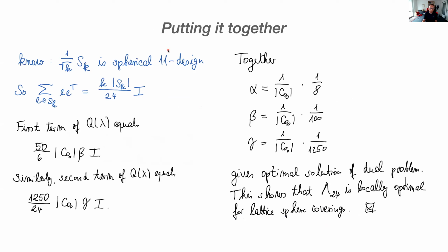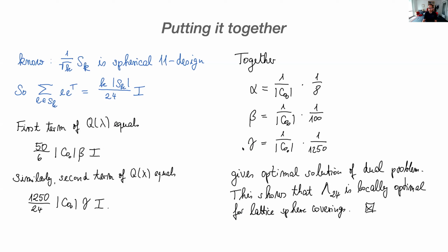Yeah, so now we put everything together. It's going to be the last slide. So it's known that all shells of the Leech lattice are spherical 11-designs. This you can prove, for example, using modular forms, but we use it here as a black box. So in particular, we know that the sums, which looked at the beginning so complicated, are simply multiples of the identities. And then we put everything together and find out what alpha, beta, and gamma are.